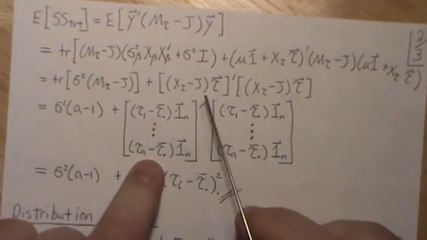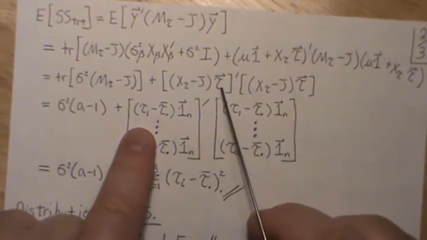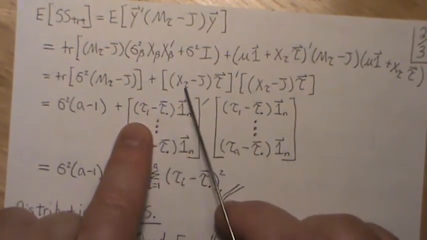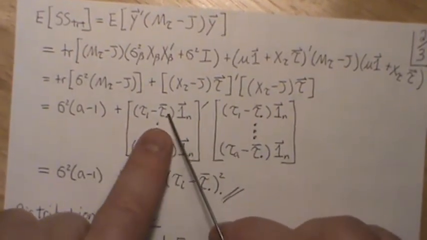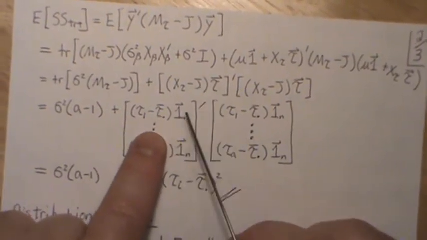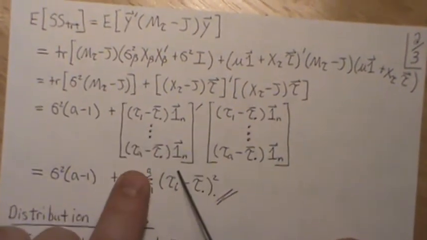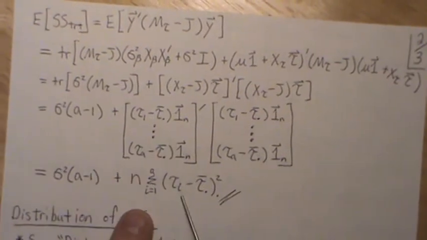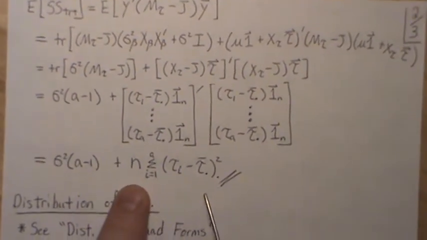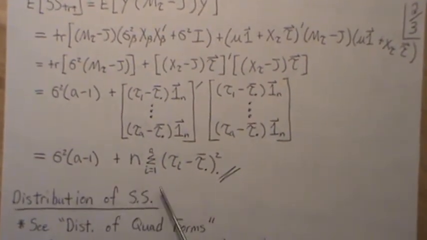Now, x tau times tau is 1 times this n vector, and this is the grand mean for x tau. And then we get this structure. But then the two vectors are the same, so that vector product, we get this. So this is going to be the non-centrality parameter.